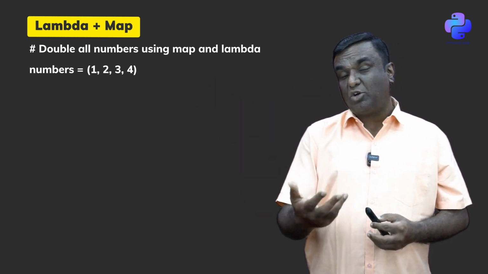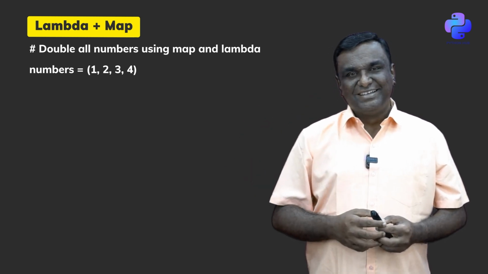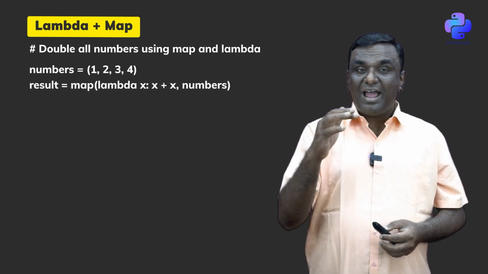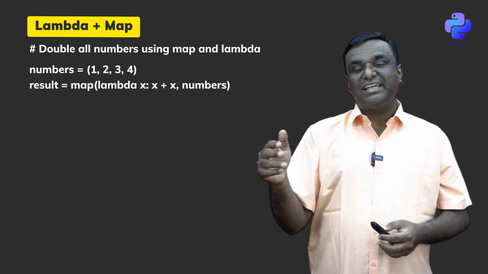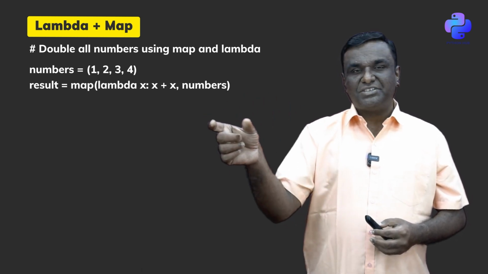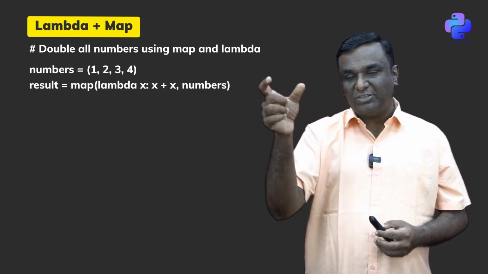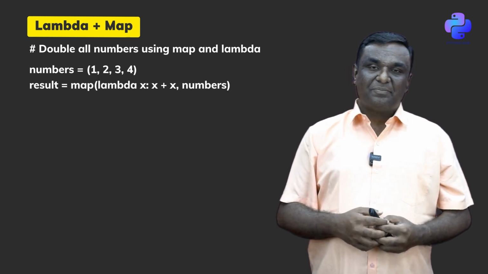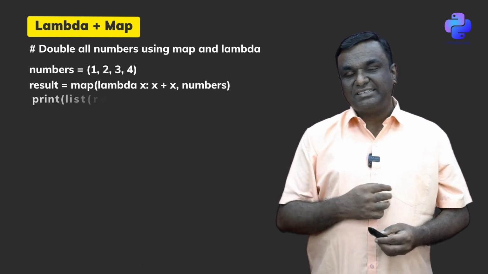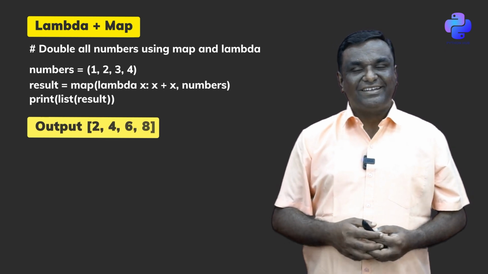As I told you, when we are using anonymous functions, the code can be written in one line, unlike the regular function. So here you are writing it like result equal to map lambda x colon x plus x comma numbers. That is, every element in this numbers list, I am taking it and then doing x plus x on top of it. That is the expression, or the logic, that I want to drive on top of each and every element in that list. So when I print the list, what is the output? The result is 2, 4, 6, 8.